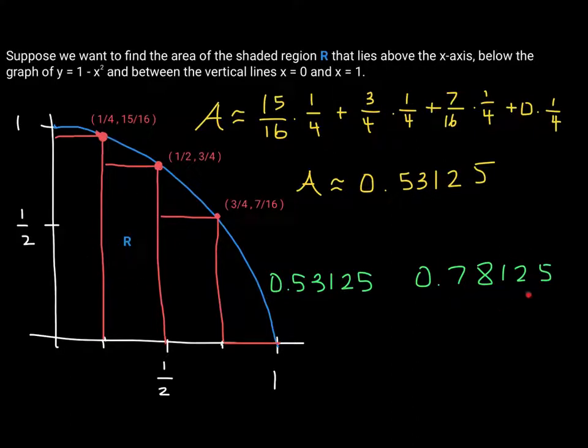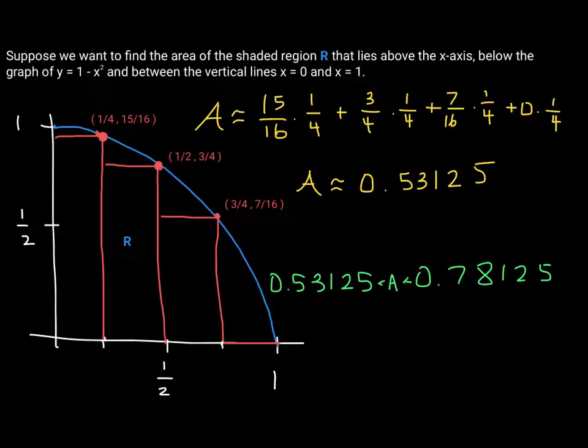And this was an upper sum. It was more than the actual area. So we know that the true area is between these two, right? So we know the true area is between these two quantities. Now, I've shown you that the more rectangles we're using, the better our approximation.